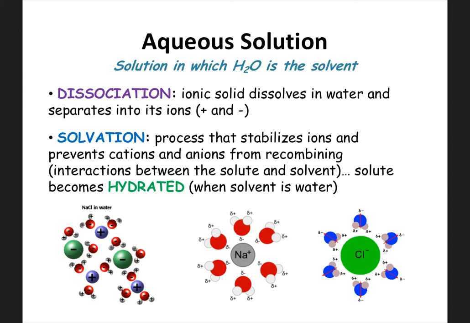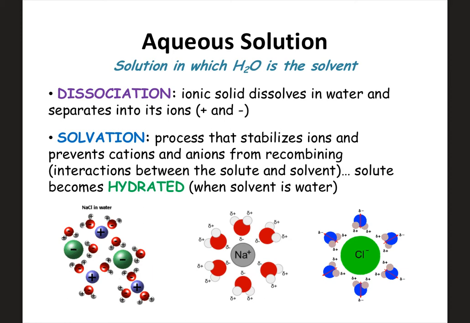I just mentioned dissociation, so we want to make sure that we remember what that is. That's when you have an ionic solid dissolving in water and separating into its plus and minus ions. If you remember, the plus and minus kind of get stabilized by the water molecules. That process is called solvation. It's a process that allows these stabilized ions to stay apart and prevent them from coming back together. So basically, the solute becomes hydrated, if the solvent here is water.